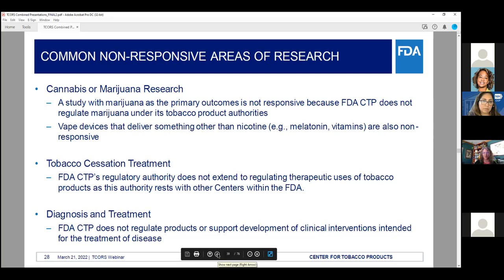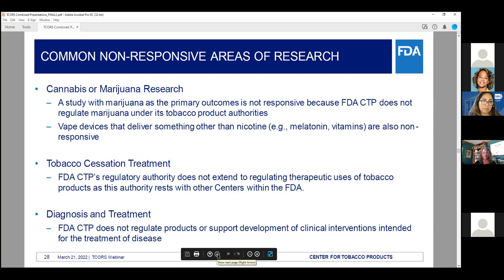And finally, I wanted to touch just a little bit on treatment and diagnosis, specifically around models for this. So FDA Center for Tobacco Products does not regulate products or support the development of clinical interventions intended for the treatment of disease. However, if there is a model of disease, say a viral infection such as influenza or COVID-19, if that study is designed to model and understand long-term damage that might be associated with a tobacco product use in that specific model of infection, let's say, that information is helpful to the Center for Tobacco Products and may be responsive to the health effects research aims.